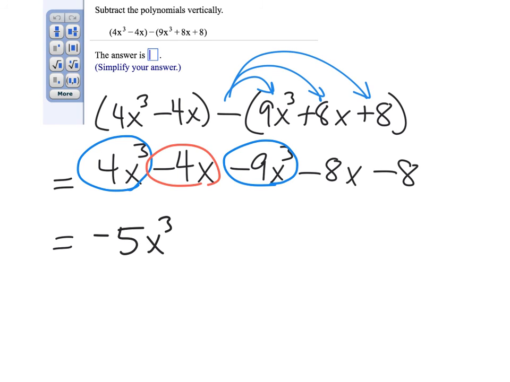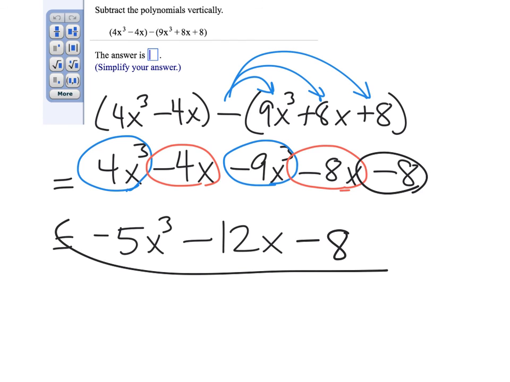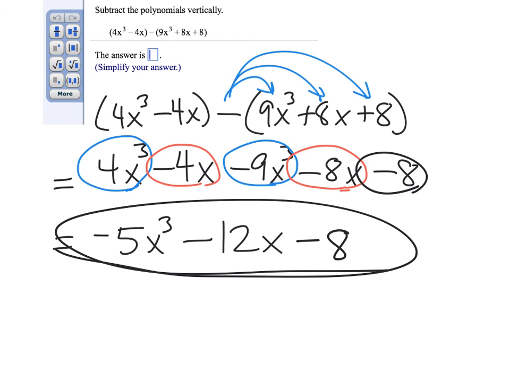Then we have a minus 4x and a minus 8x. So that gives us minus 12x. A lot of people want to put minus 4, but that's doing the negative numbers wrong. So it's negative 12x, and then this minus 8 is all alone. There's no like term, so we just stick it on at the end right there. And that is your answer.